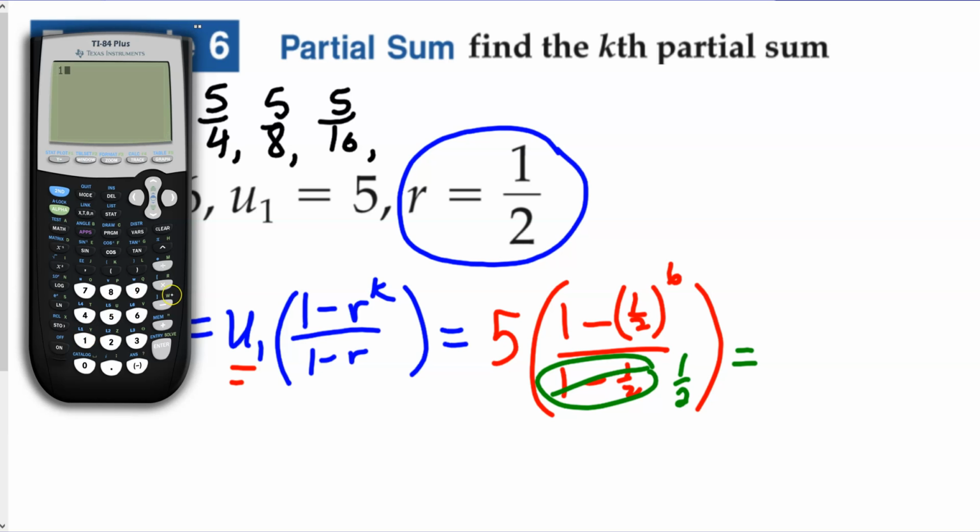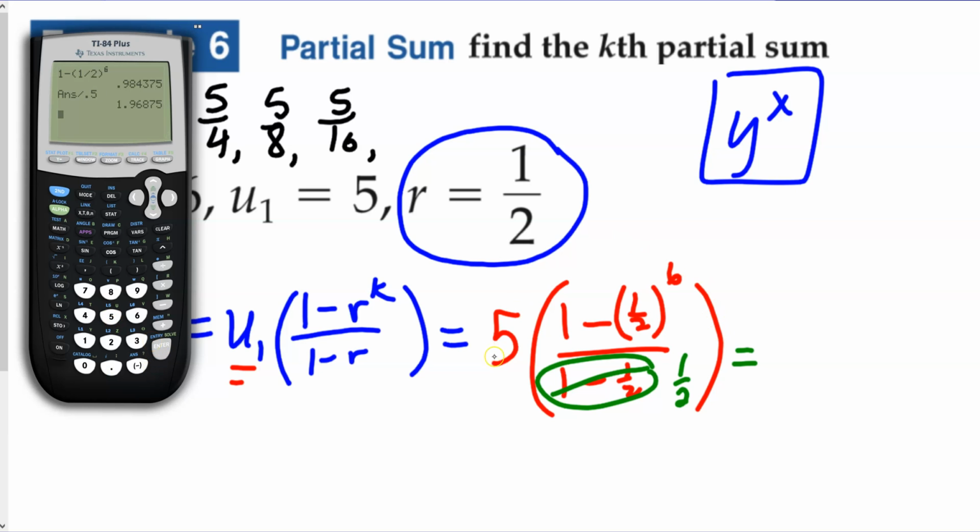And you go like this: 1 minus, if you use the parentheses, oops, let's try that again, 1 minus parentheses. In the parentheses you just write the fraction out as a division, like 1 divided by 2, and then you raise that to the 6th power. The raised to the power of is the caret key on this calculator, but yours might be a little key that looks like y to the x. Raise that to the 6th power. That's that. Then you're going to divide that.